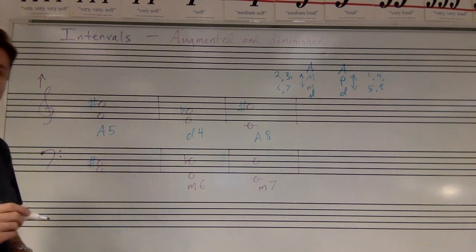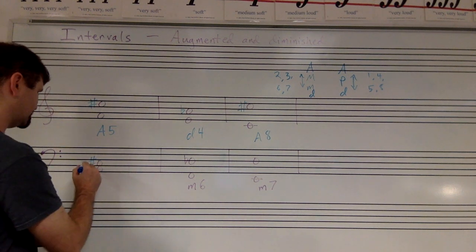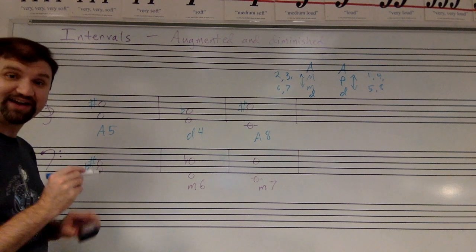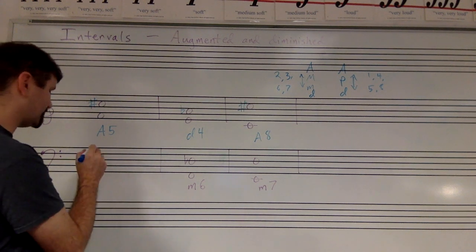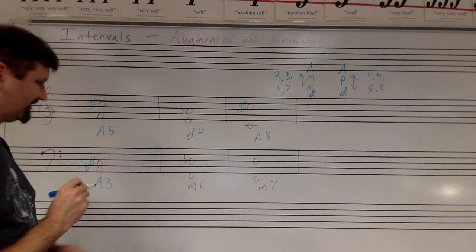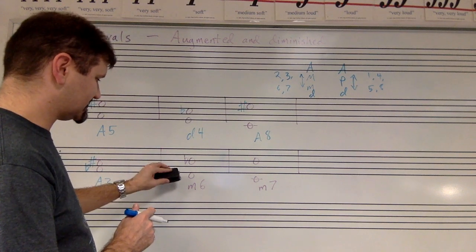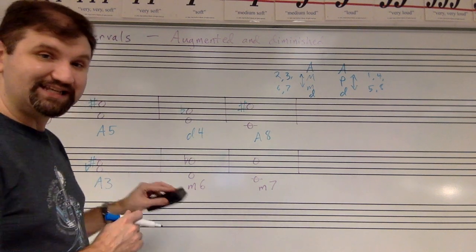Let's go back to where we were a second ago with C sharp. Now we have A to C sharp. Now this is our major third. If I do A flat to C sharp in this case, I've made it even larger, so my major third becomes an augmented third.